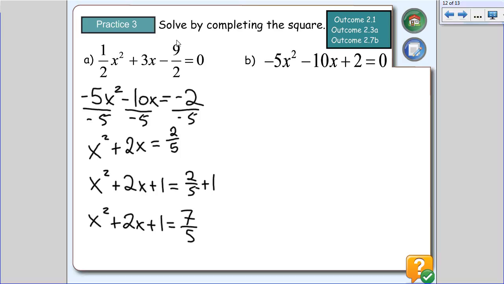Two numbers that multiply to be one and add to be two. One and one.